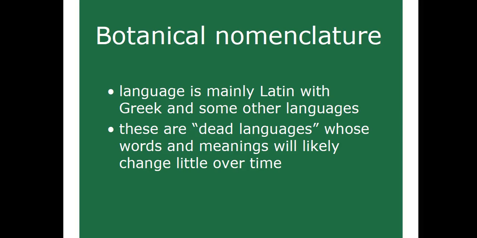For botanical or plant names, scientific names, binomial nomenclature, whatever you want to call it, we use mainly Latin, although sometimes we do use some Greek and other languages in certain instances. Of course, these languages are no longer spoken. They're dead languages. So the words and the meanings of the words will likely change very little, if at all, over time.